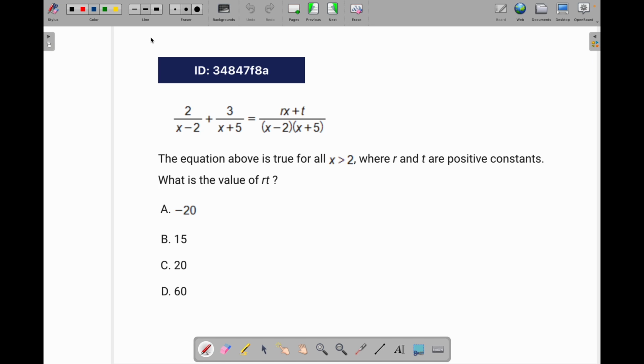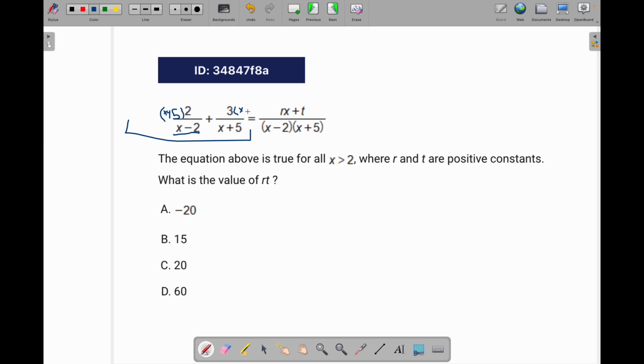Now this is going back to our earlier lesson on how to combine like terms. How we're going to do it, we need to make these denominators the same. This 2 over x minus 2 doesn't have an x plus 5, so we're going to multiply the numerator by x plus 5. We're not going to look at what it equals right now. Let's just focus on simplifying this half. And this 3 over x plus 5 doesn't have an x minus 2, so let's multiply this by x minus 2.